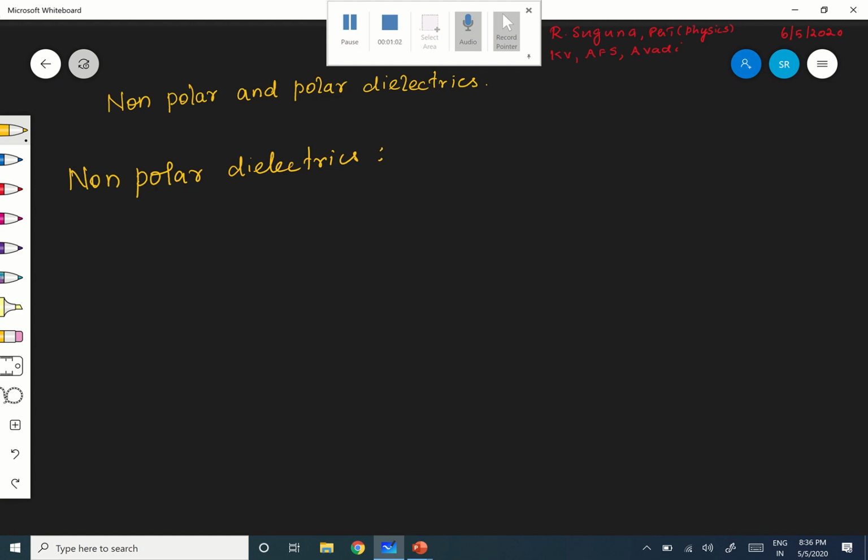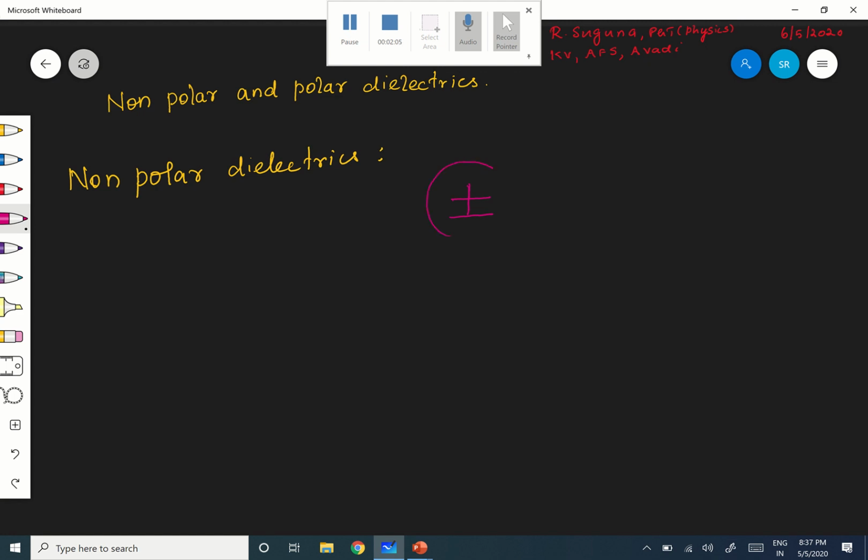If you see the center of mass of all the positively charged protons, and the center of mass of all the negatively charged electrons, that actually plays a very important role here to differentiate polar and non-polar dielectrics. In the case of non-polar dielectrics, that is molecules, the center of mass of all the positive charge and the center of mass of all the negative charge, both of them coincide with each other.